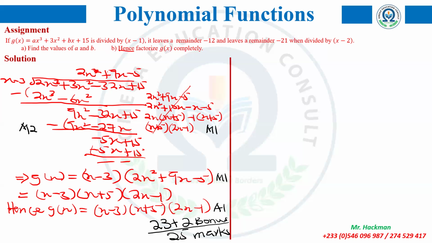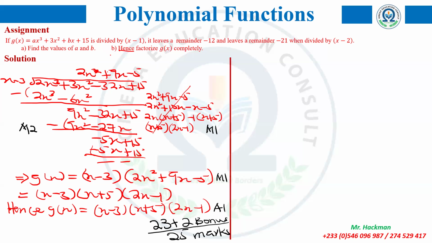So the whole of what we have there will be 23 marks plus bonus marks of 2. However, not everyone will get the 2 bonus marks. So this is how I'm going to distribute the bonus marks. If you get the total marks, it is 23.